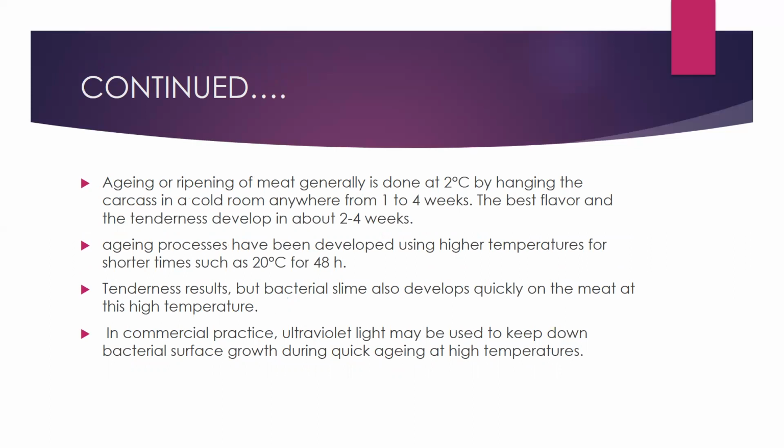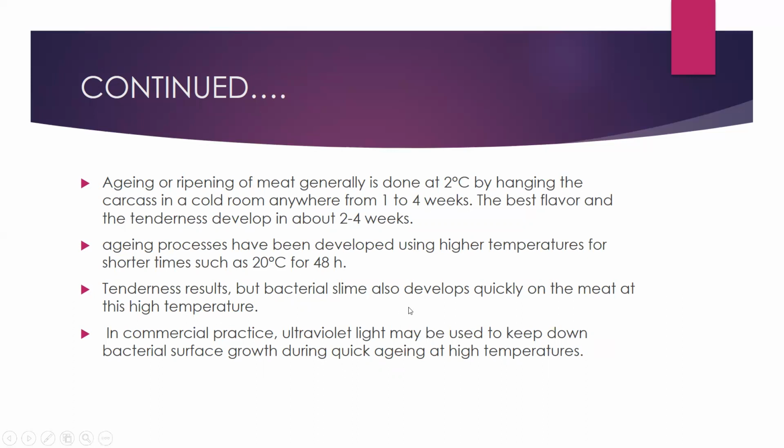So for the aging process, if it is required to be done in a shorter time, then an increased temperature of 20 degrees Celsius is used for 48 hours, because at 2 degrees Celsius it would take a longer time. So if we need it urgently, the aging process is made faster by increasing the temperature, and we can attain aging in 48 hours.